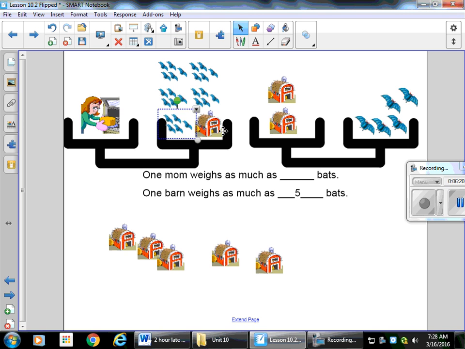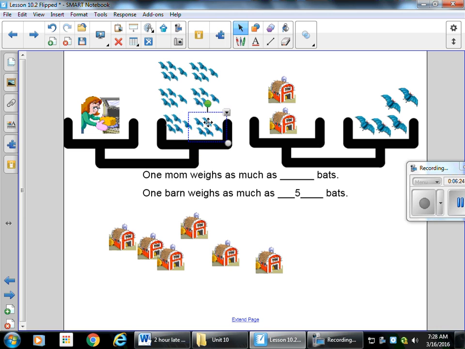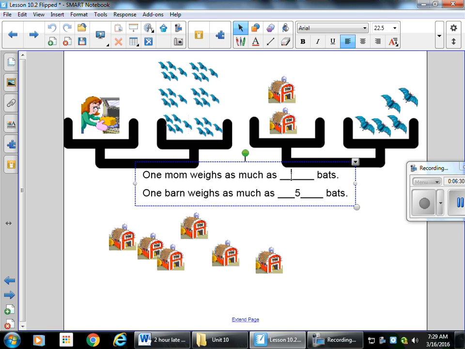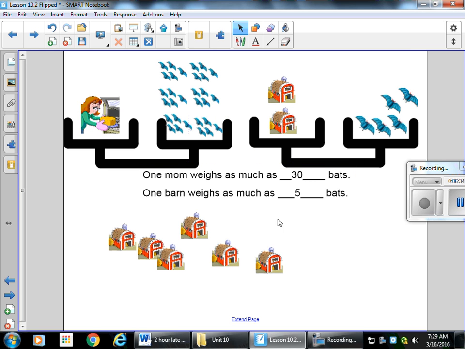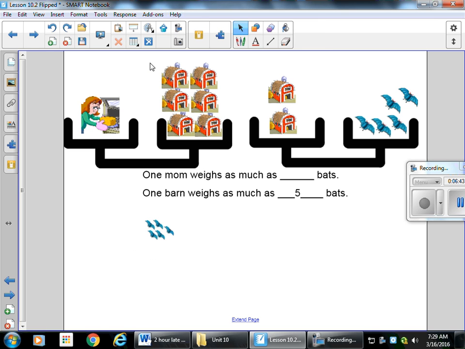Kids, a lot of bats here. All right. So 1 mom weighs as many as how many bats? 5, 10, 15, 20, 25, 30. 30 bats. Now, how are you going to do this in your assignment tomorrow? Because you're not going to be able to cross off barns and put bats in.